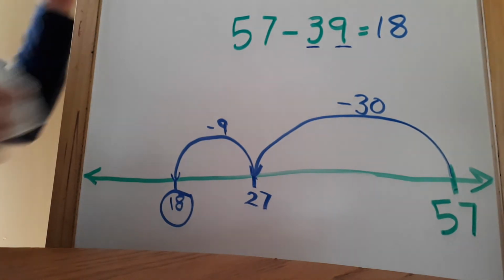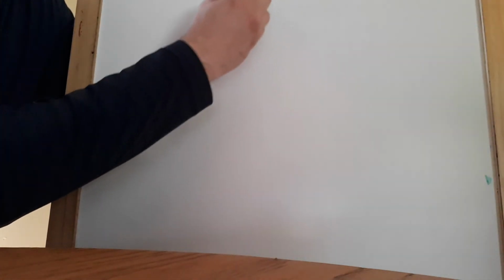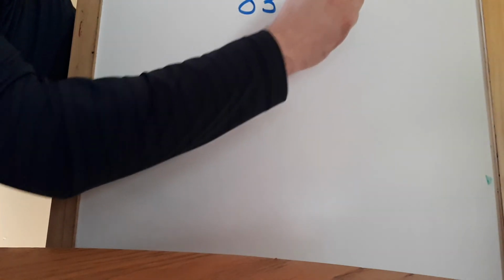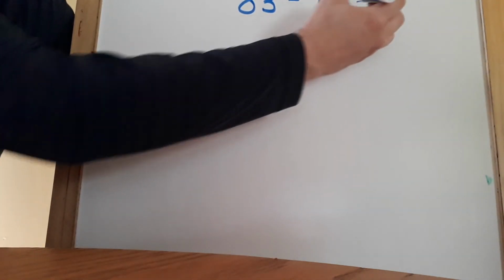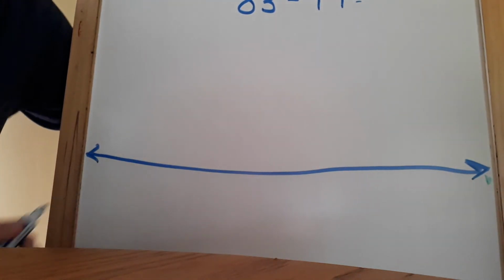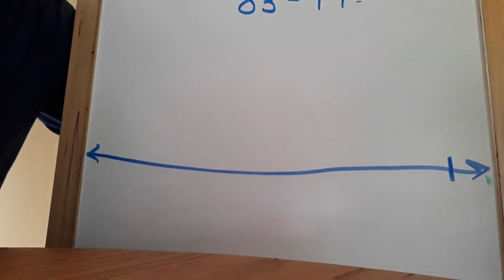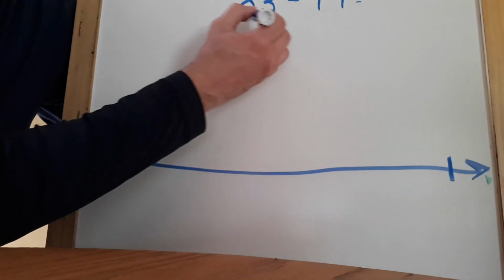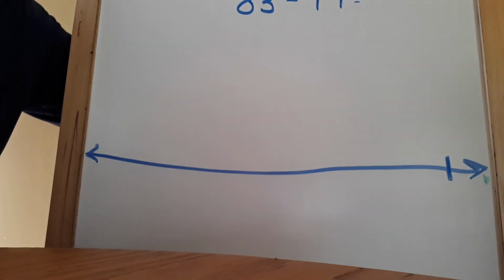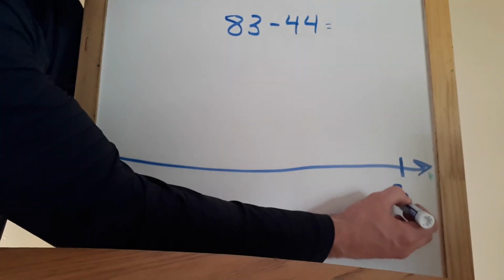All right, let's make another question and solve it with an open number line. How about we try 83 minus 44? Draw my open number line, put my arrows. The reason why I keep saying this is because it's important. And I put a tick mark where I'm starting, and I'm going to start with my larger number. I just realized you can't see that. 83 minus 44. I'm going to start with my largest number, 83.